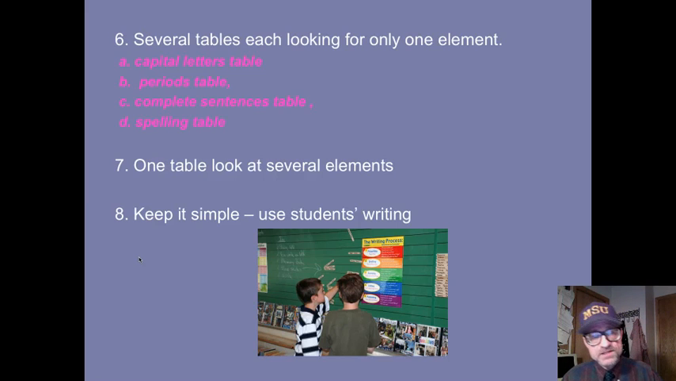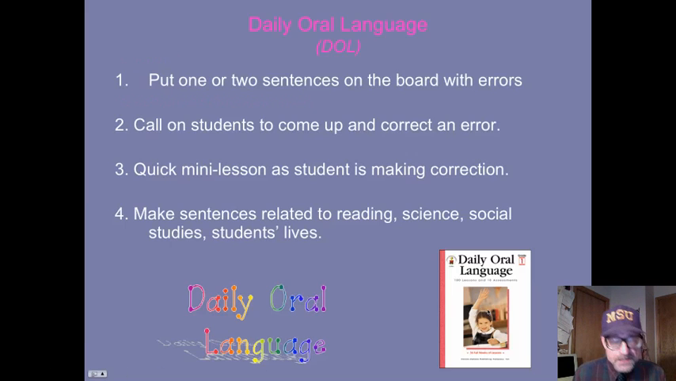You could, using your creativity, have several tables looking for only one element. Maybe this is the capital letter table, the period table, the complete sentence table. Or you could set it up as stations, where you have students take their paper to every station, and one looks just for capital letters, one for periods, etc. Or you could have each station with several pieces of writing looking for just one element. You're limited only by your imagination. All right? Keep it simple. Use students' writing as far as the grammar things to teach and what to put on that checklist.